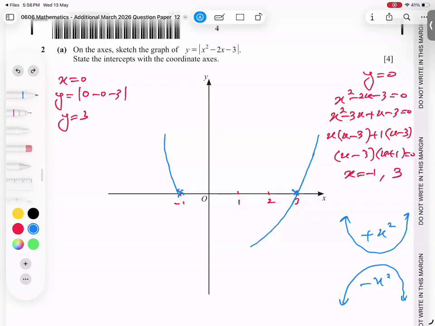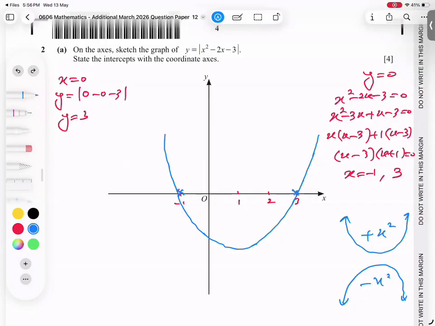No need of this. This is the graph. Now, due to the modulus, what happens, students? All negative values will become positive. So it means I will do a reflection. But I have to, because the marks are 4.